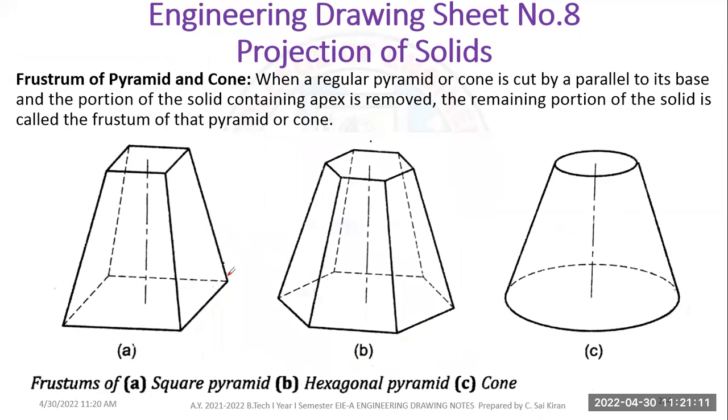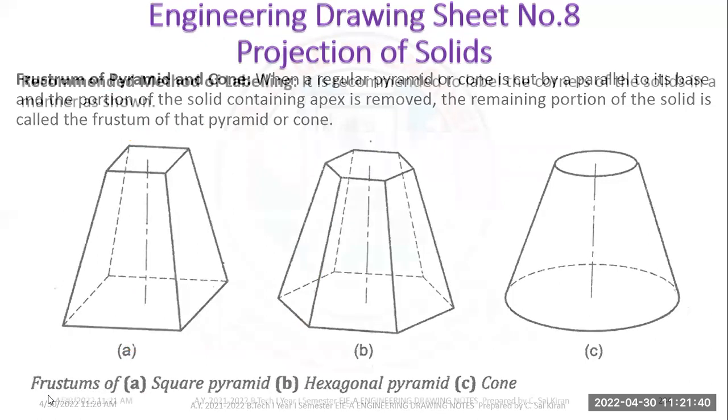So this is a square pyramid, and I'm cutting it. Suppose this length is around 50, and this will be around 20. A 20 mm square will be generated at the top. So like this I can make the frustum. I'm cutting parallel, so the same shape will be generated, but of a different dimension at the top. Similarly I can make it for a square pyramid, hexagonal pyramid, or a cone. I can make it a frustum.